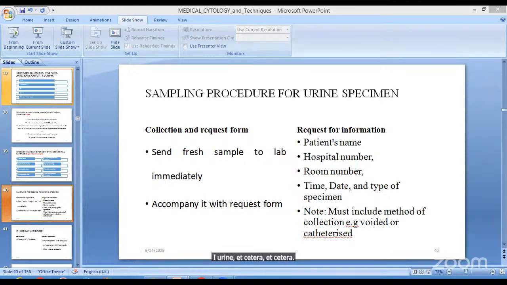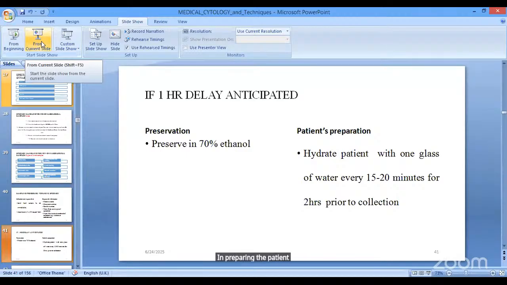The urine should be preserved in 70% ethanol if there is going to be a 1 hour delay. In preparing the patient, the patient should be given 1 glass of water every 15 to 20 minutes for 2 hours prior to collection of a sample.